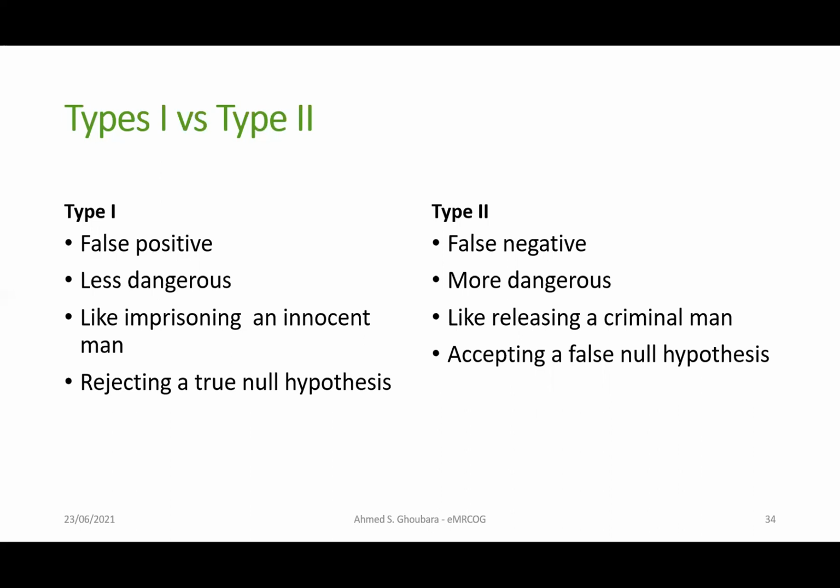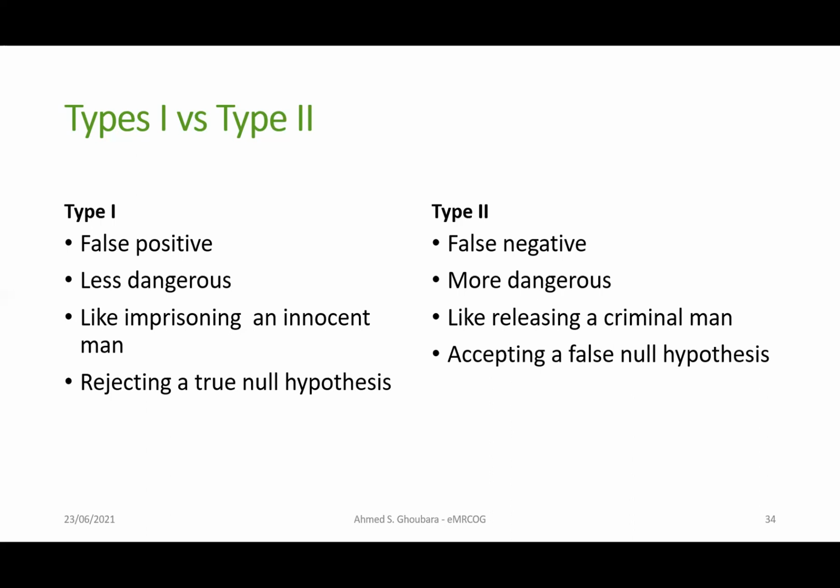Type 1 is less dangerous. Type 2 is more dangerous. Type 2 can kill the patient, can make great harm to the patient. But type 1 is still an error and still can make harm, but it is less dangerous than type 2. Type 2, you can miss a case of cancer, like what we did in the HPV example. Type 1, well, it puts the patient into stress and anxiety for undue investigations, unnecessary surgery, unnecessary intervention, but you're not going to kill the patient.